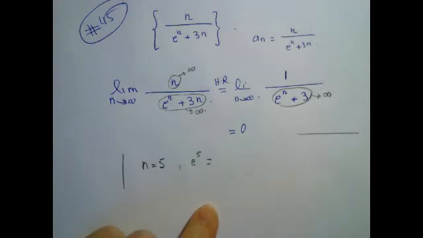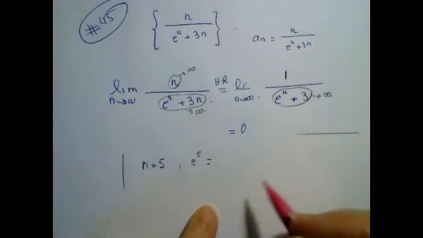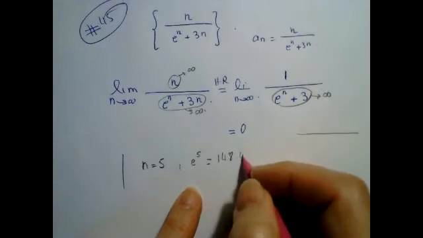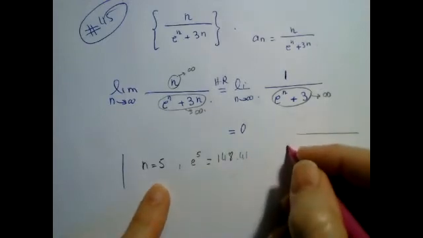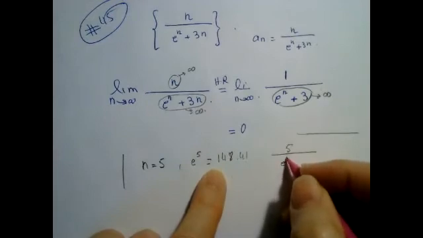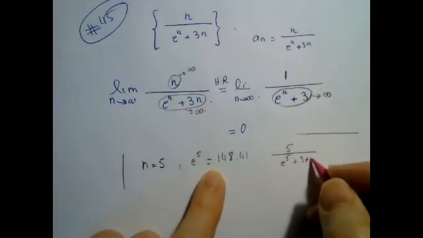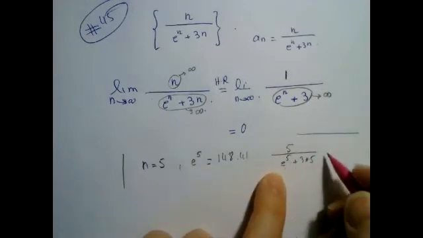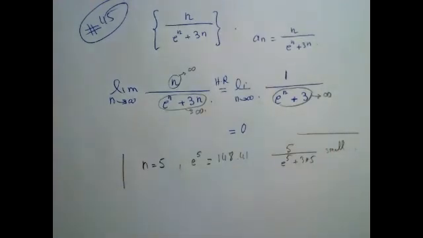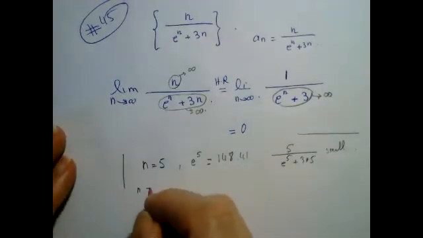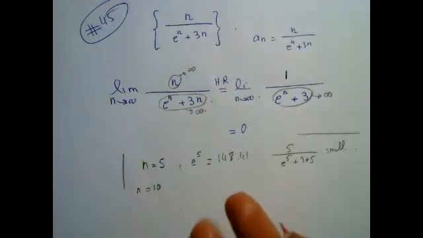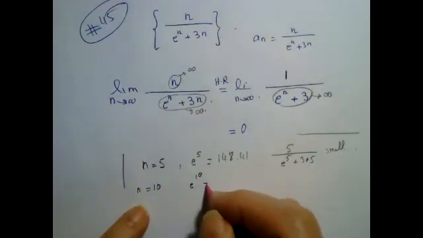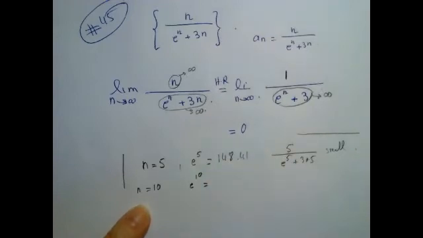So if I take e to the power 5, this is already 148.41. So when I take the ratio 5 over e to the 5 plus 3 times 5, which is not really important, this is 148 plus something. That's going to be actually a small number. And things get worse when I take n equal to 10. I'm taking very small values of n, but e to the 10 is very, very large. So you can see that the ratio is going to be very, very small.